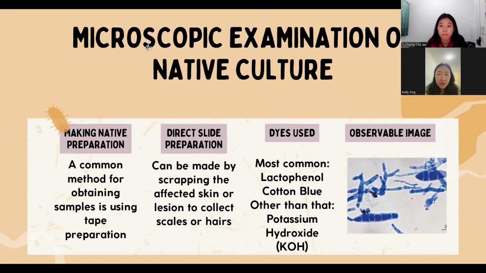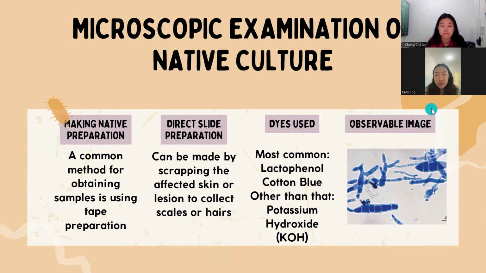So for the microscopic examination of the native culture, the first thing we have to do is make the native preparation. A common method for obtaining the sample is using tape preparation, and another one is direct slide preparation. It can be made by scraping the affected skin or lesion to collect the scales or hairs. For the dye used, the most common one is lactophenol cotton blue. Other than that, a less common one is potassium hydroxide, which is KOH. And this is the observable image for the microscopic examination.